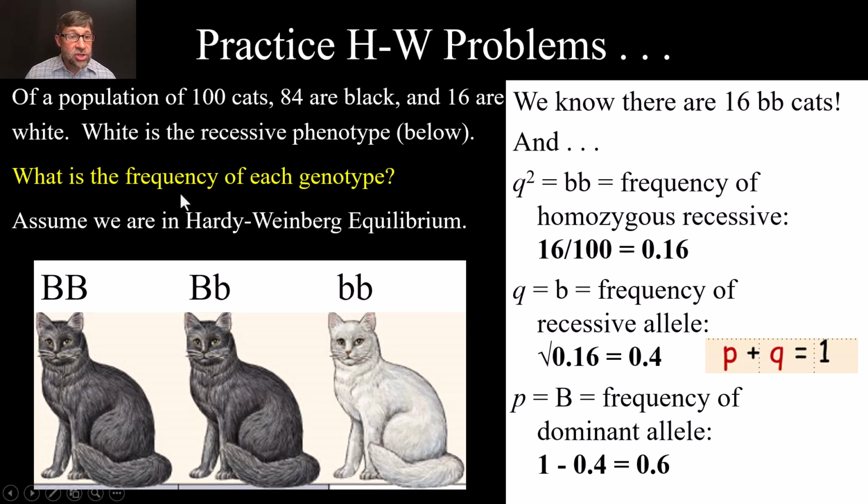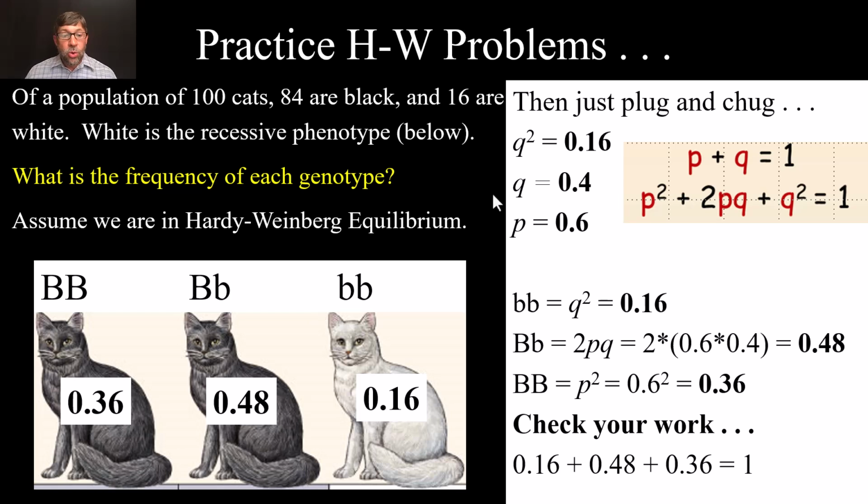Remember, my question wants the frequency of each genotype. What proportion are homozygous dominant? What proportion are heterozygous? What proportion are homozygous recessive? So once I have my allele frequencies, it's pretty easy. I'm just going to plug and chug. Remember, I was given Q squared right out of the gates. We know that that's 0.16, 16 divided by 100, okay?